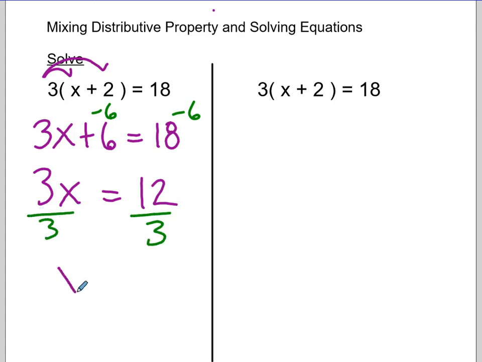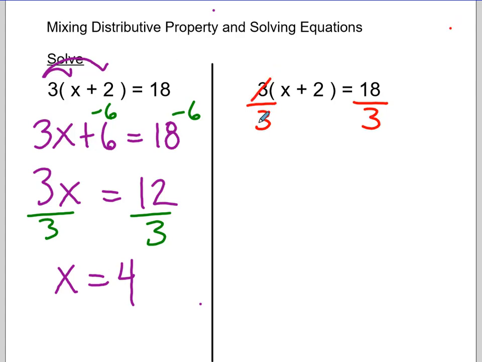And I get x equals 4. Okay, now I could do the exact same question a slightly different way without using the distributive property. What I am going to do is go after this multiplication of 3 first. This is more of an advanced technique. You really have to be comfortable with solving equations to handle this.